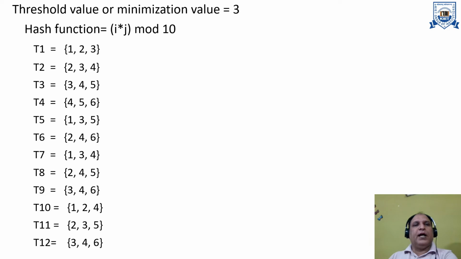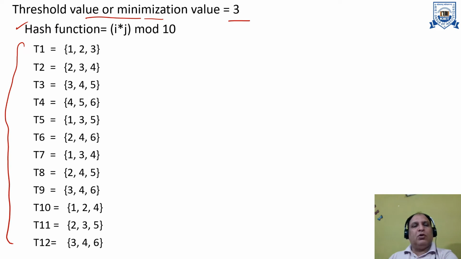Now suppose we are having the following transactions. These are the different transactions. In transaction T1, 1, 2, 3 is there, T2 has 2, 3, 4, T3 has 3, 4, 5, T4 has 4, 5, 6. So these are the item numbers. And a hash function is also given for the mapping of the candidate pair into a particular bucket. For selection purposes, we have the threshold value of support, that is 3. The support count in this case is 3.